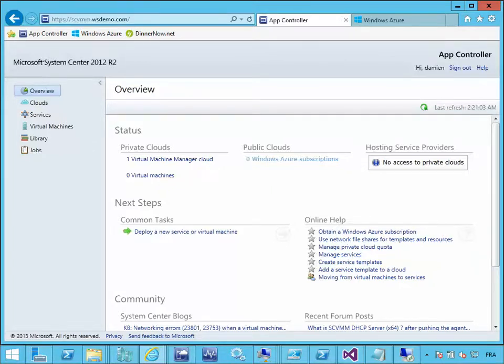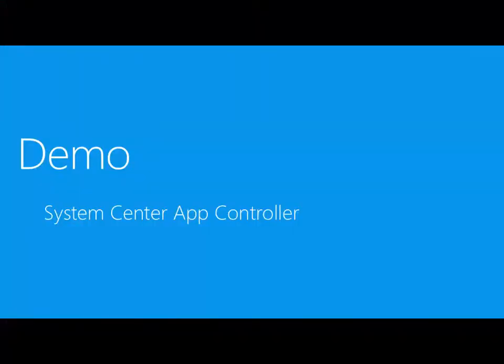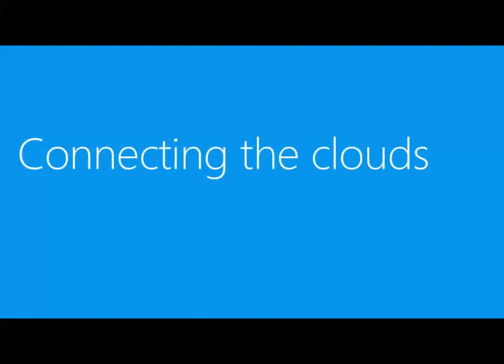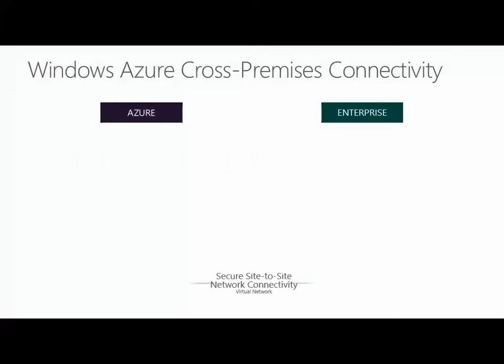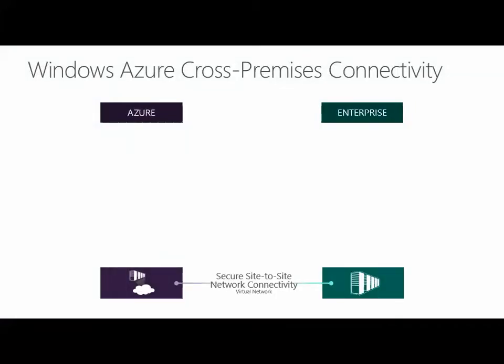Let's switch back to the slides for a minute. So we've seen how you use App Controller to connect both environments. Let's go a step further and see how you connect the clouds. So connecting the clouds is probably the first step you're going to do when you go for a hybrid environment. And that means having to implement a secure site-to-site network connectivity through virtual networks.